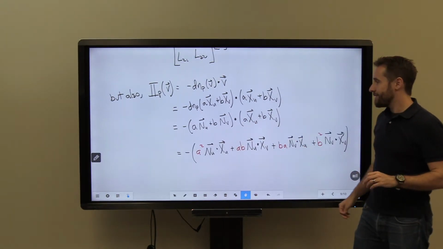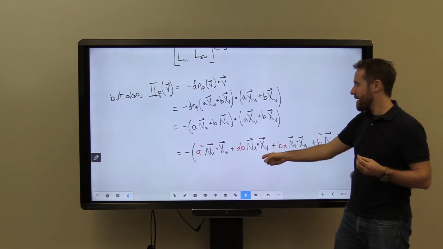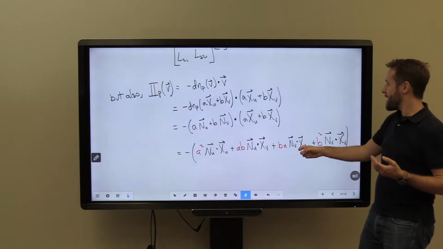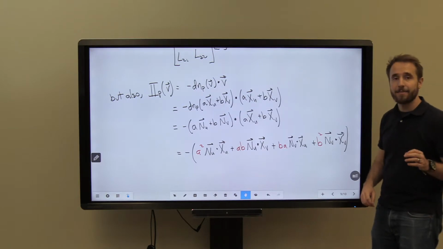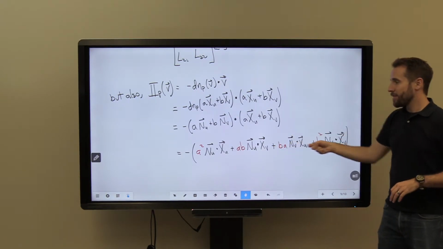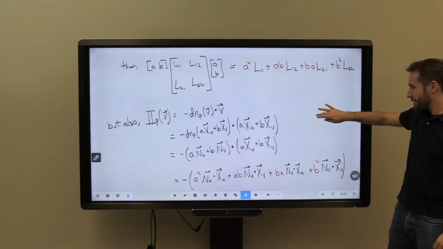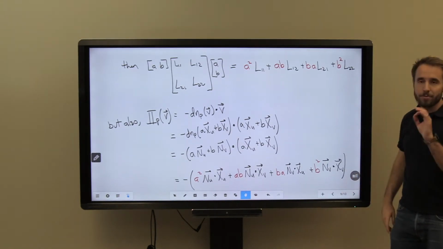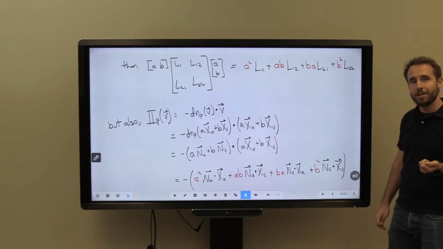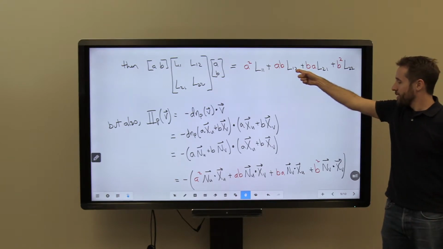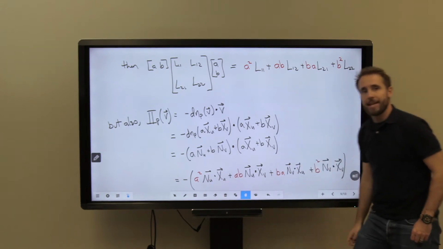And what I'll get is a squared nu dot xu plus ab nu dot xv plus ba nv dot xu plus b squared nv dot xv. So we end up with this expression down here, all with a big negative sign out front, I should say. And then if we compare our two answers here, it becomes really apparent what our entries, the Lij's, should be. Each Lij up here has a corresponding term down here with that negative sign attached.